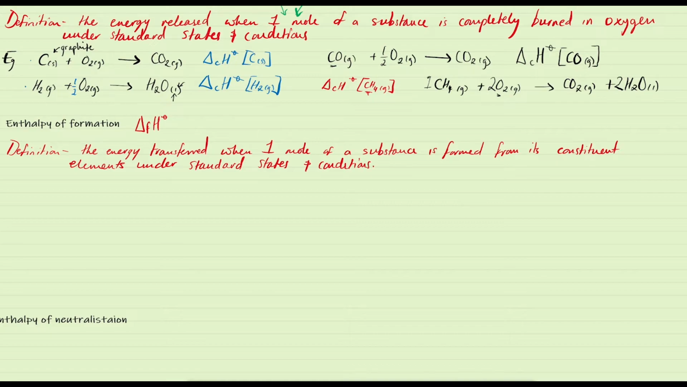Okay, so that's the definition. Again, we've got my 1 mole, must be in there always. So make sure that's included. 1 mole of substance. I'm forming this 1 mole of a substance. Now, what does constituent elements mean? Well, that basically means, how would I find the elements that are used to make this 1 mole of a substance at standard states conditions?